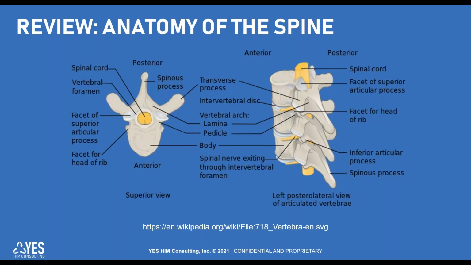And I also wanted to point out just on the right-hand side, the facet joints as well. That is terminology you will see a lot within the op notes about facetectomies and stuff like that. The discs, the intervertebral discs, are in between each of the vertebrae, and those are really your shock absorbers. And the yellow on the left-hand side, of course, is your spinal cord. And you can see the same spinal cord on the right as well.